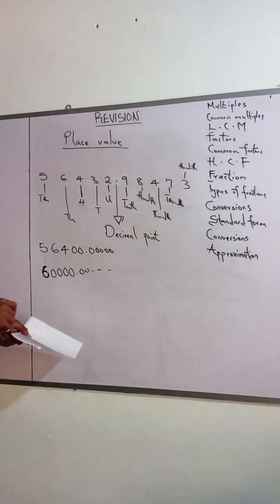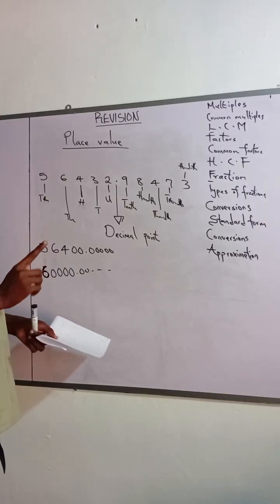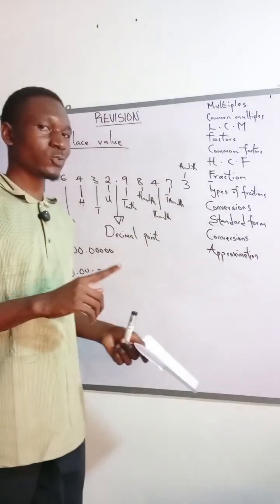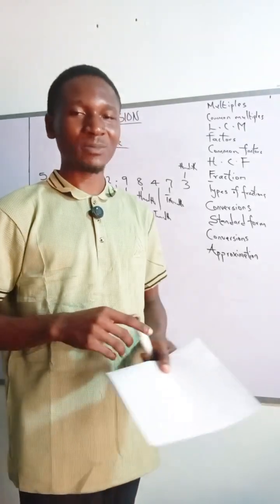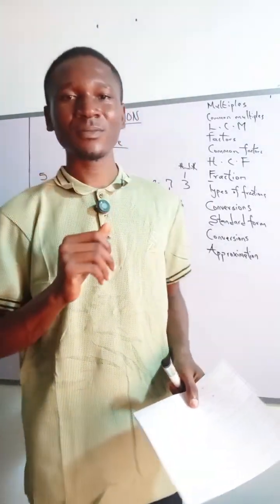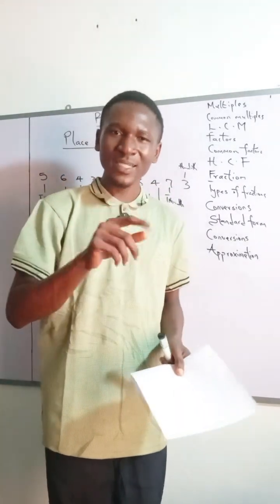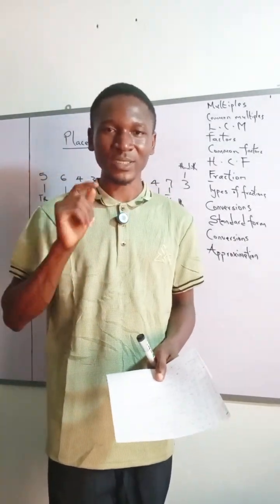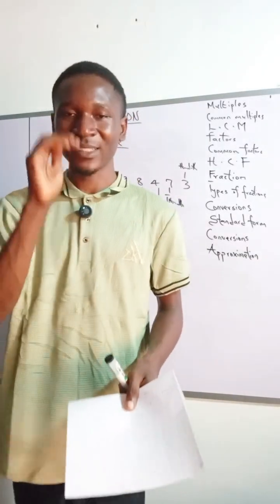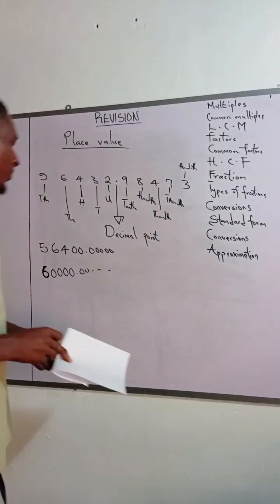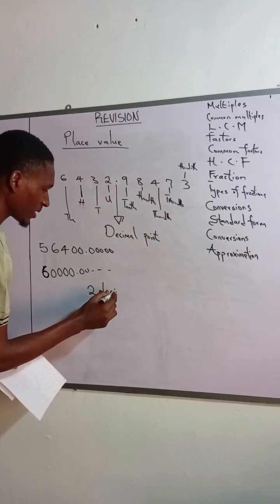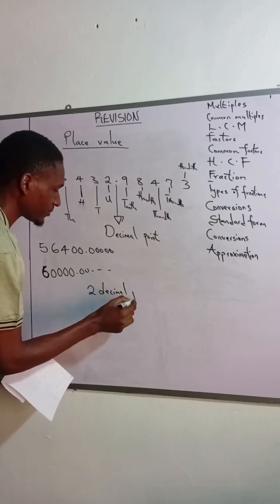Now the next type of approximation is when you approximate to decimal places. You can be asked to approximate to 2 decimal places. 2 decimal places means leave 2 numbers after the decimal point. 1 decimal place means leave 1 number after the decimal point. 4 decimal places means leave 4 numbers after the decimal point. For example, let us round to 2 decimal places or 2 DP.